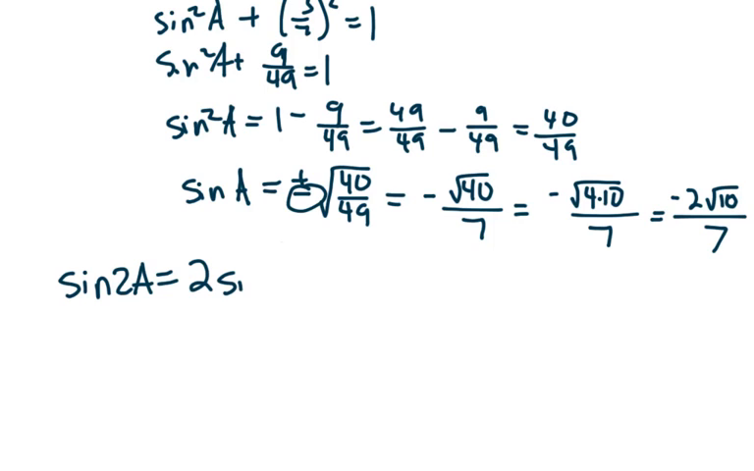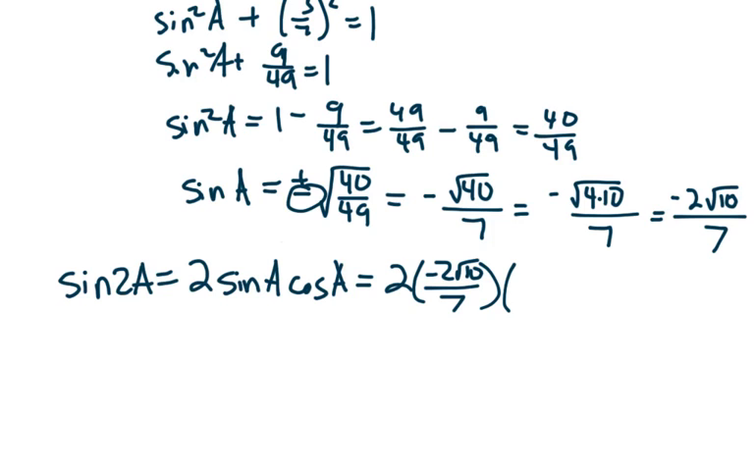2 times sine of A times cosine of A is sine of 2A. 2 times sine of A. This expression is equal to this: negative 2 radical 10 over 7. Cosine of A was given. That's just 3/7.